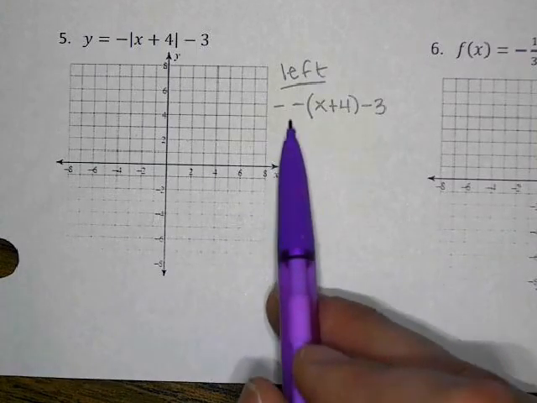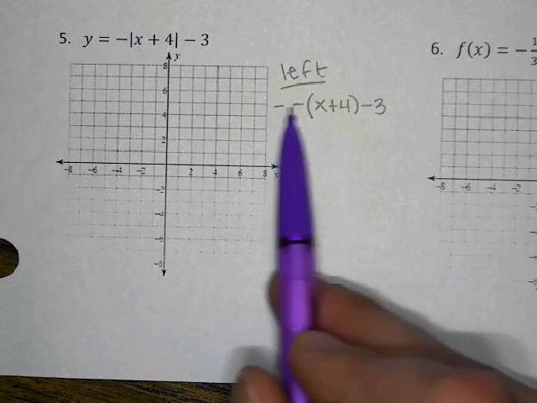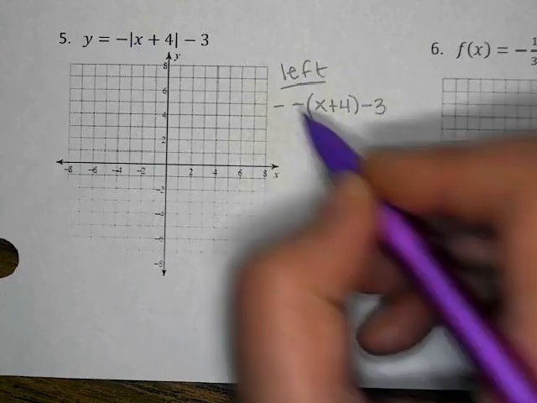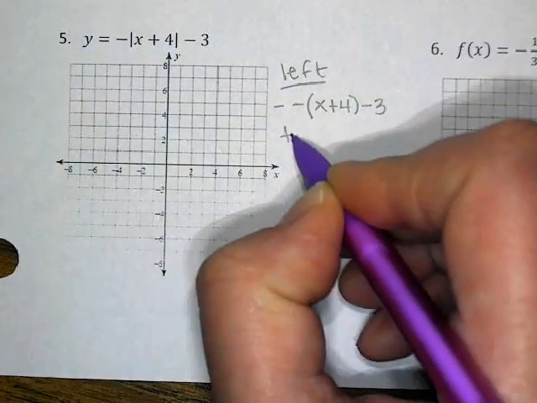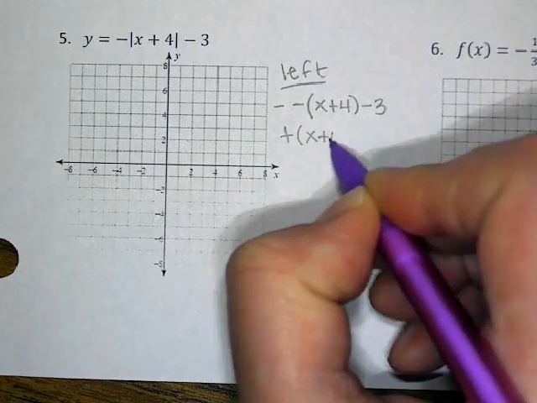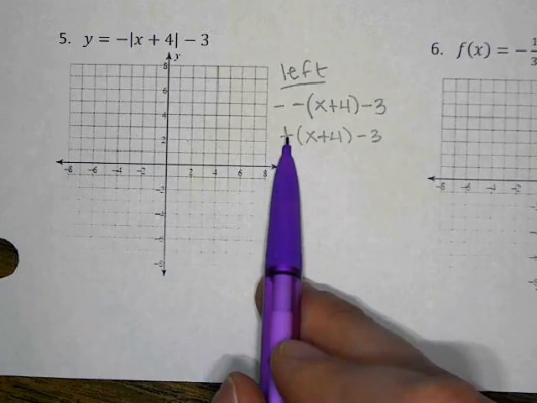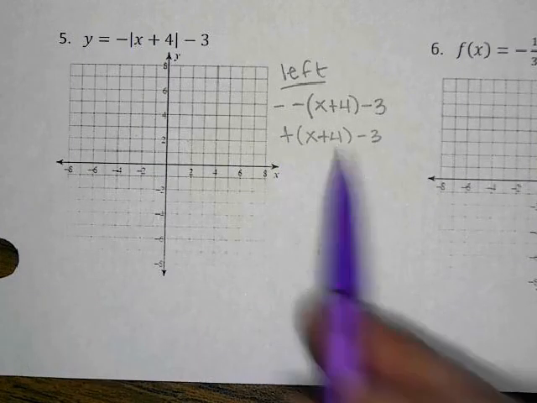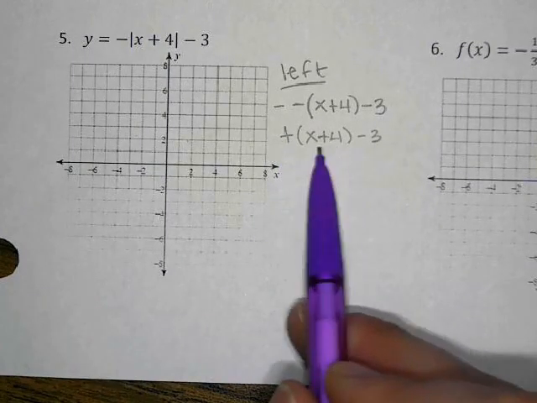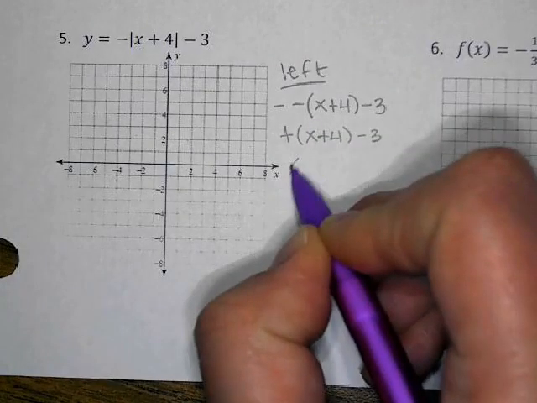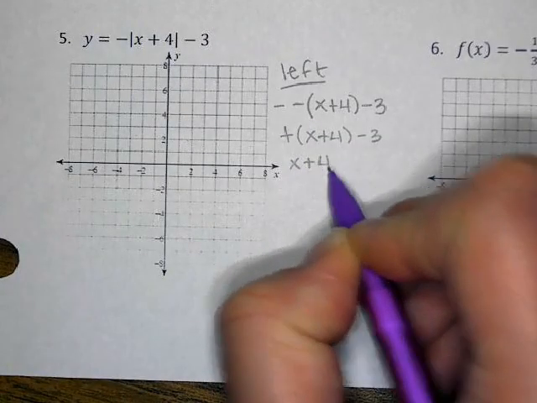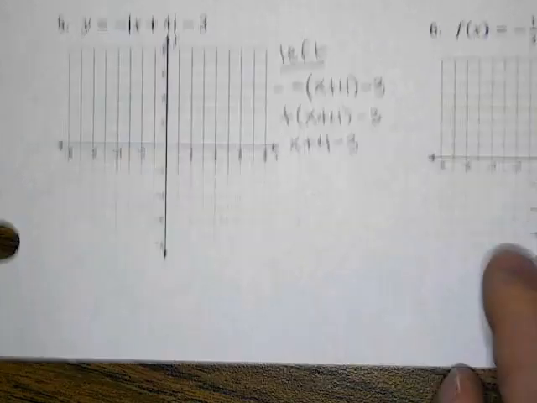What does minus minus do? What does it become? It becomes a positive. So we really have a positive and then an x plus 4 minus 3. And what happens if you take a positive and you distribute it into parentheses? Does it change anything inside the parentheses? It does not. So inside the parentheses, we just had x plus 4 and we had a minus 3 on the outside of the parentheses.